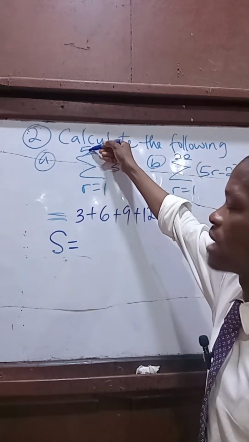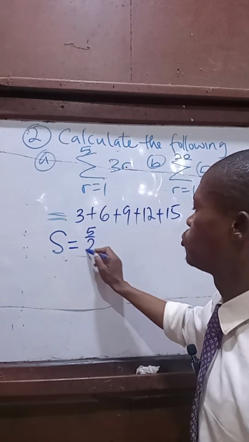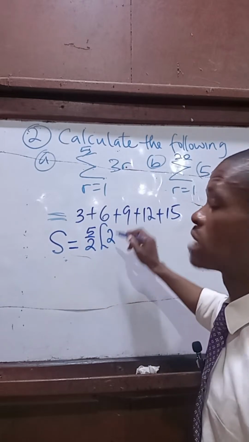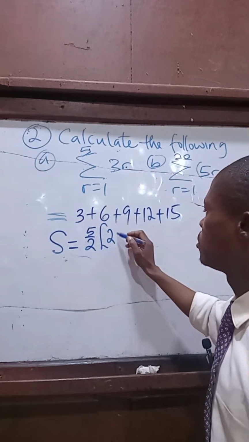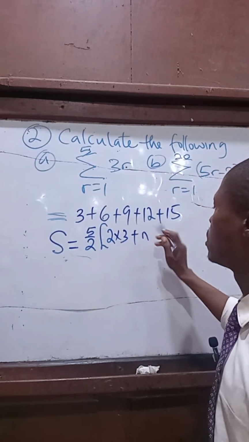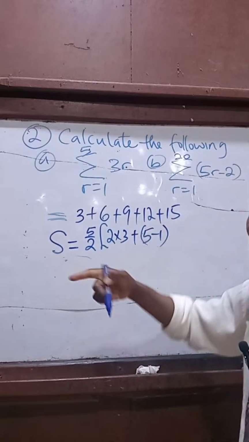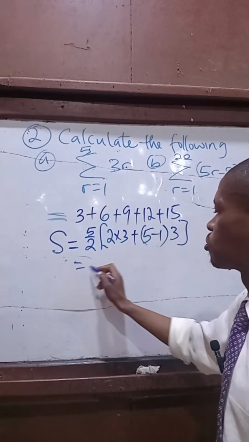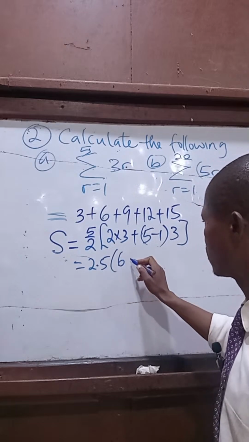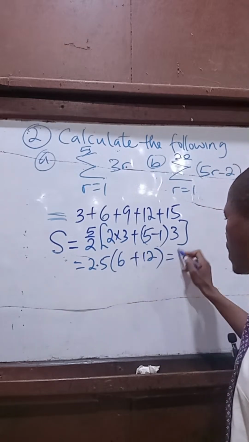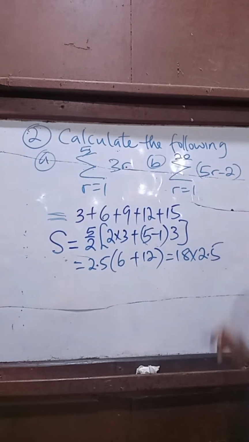So the sum will be equal to what? The number of terms is 5, so that's 5 over 2 into bracket 2 times a. 2 times a is 2 times 3, plus n minus 1. My n is 5. My d is what? This series is increasing by 3. That will be equal to 2.5 times 6 plus 12, which is 18 times 2.5. I think that's 45. That's 45 for the first one.